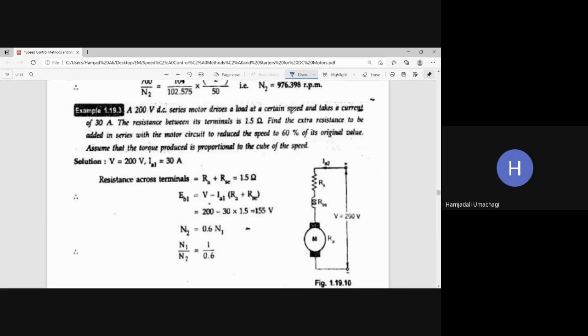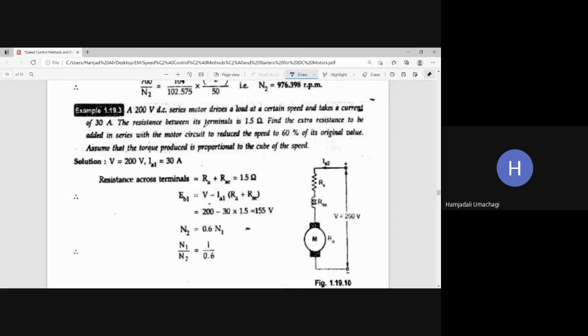So here is the input to the DC series motor. This is the DC series motor where the armature and series field winding are connected in series, and the input to the motor is 200 volts. The 200 volt DC series motor drives a load at a certain speed and takes a current of 30 amperes.